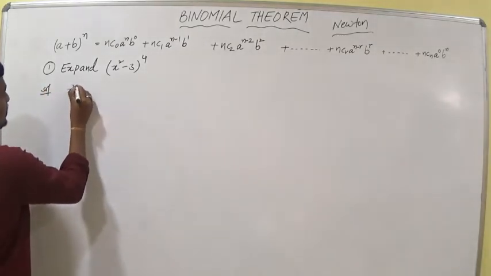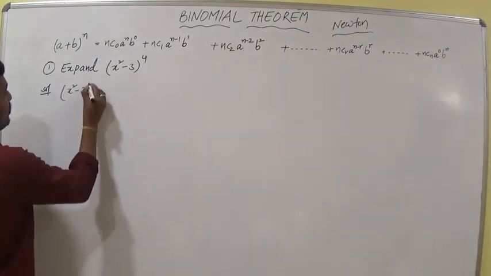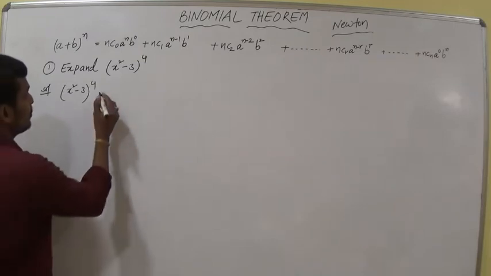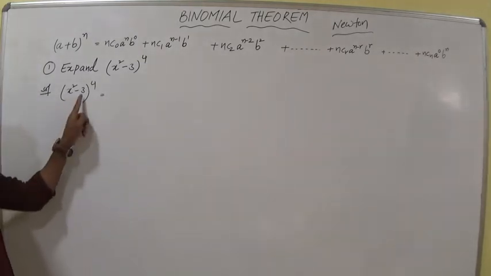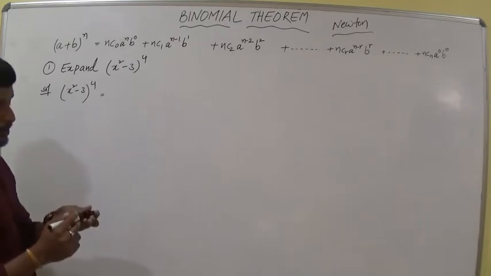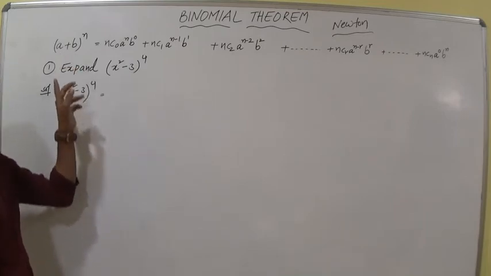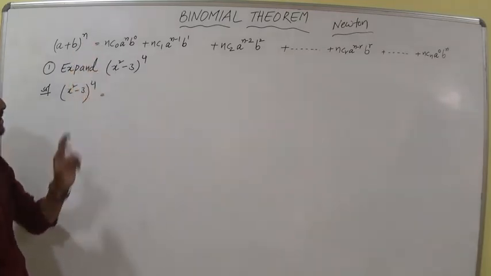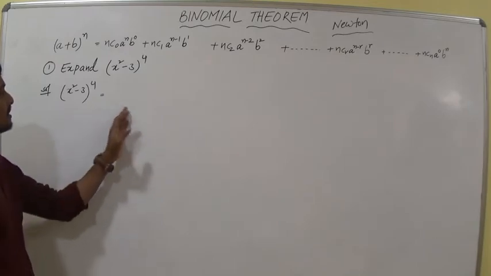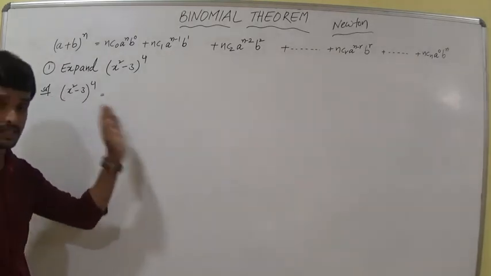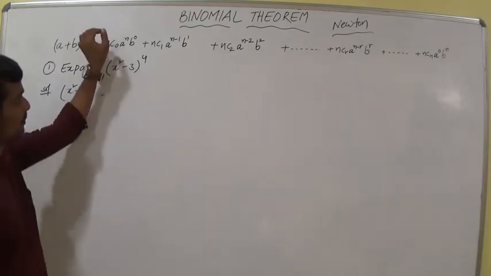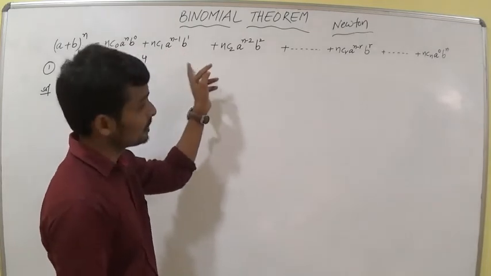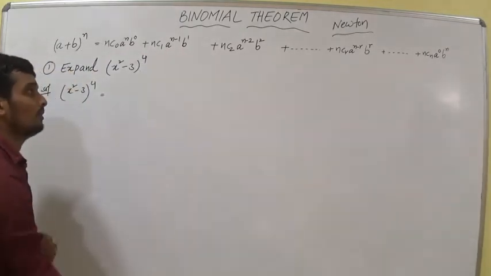This is (x square minus 3) whole power 4. If you compare this problem with the binomial theorem, the value of a is x square, the value of b is minus 3, the value of n is 4. So we don't need to write a is equal to something, b is equal to something separately. We can write easily. If you forgot this, we can't do anything. So we know very well about it.